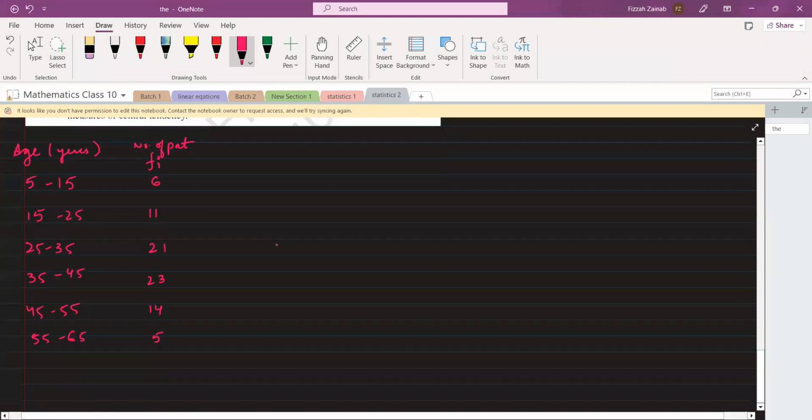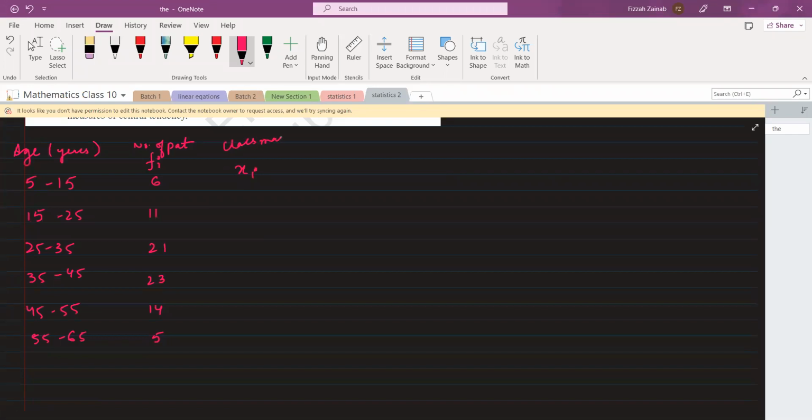Okay, now you find the middle value, that is your xi, right? Which is class mark or the middle value. Okay, what is the middle value of 5 and 15? Use the formula upper class limit plus lower class limit divided by 2, right? Yeah, that is 20 by 2, which is 10. And it was very obvious also that you can see the middle value will be 10. Understand?